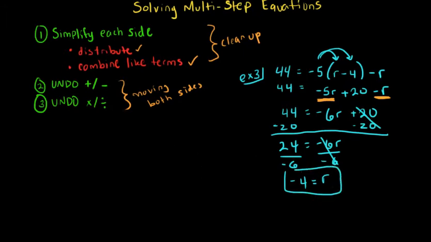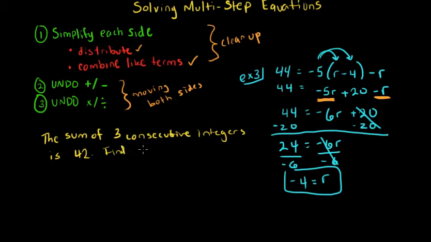Alright, so now I want to move on to a different type of example. Something rather interesting. Let's say the sum of 3 consecutive integers is 42. Find the integers. Whoa. So it's kind of like a word problem, but you really need to know your vocabulary.